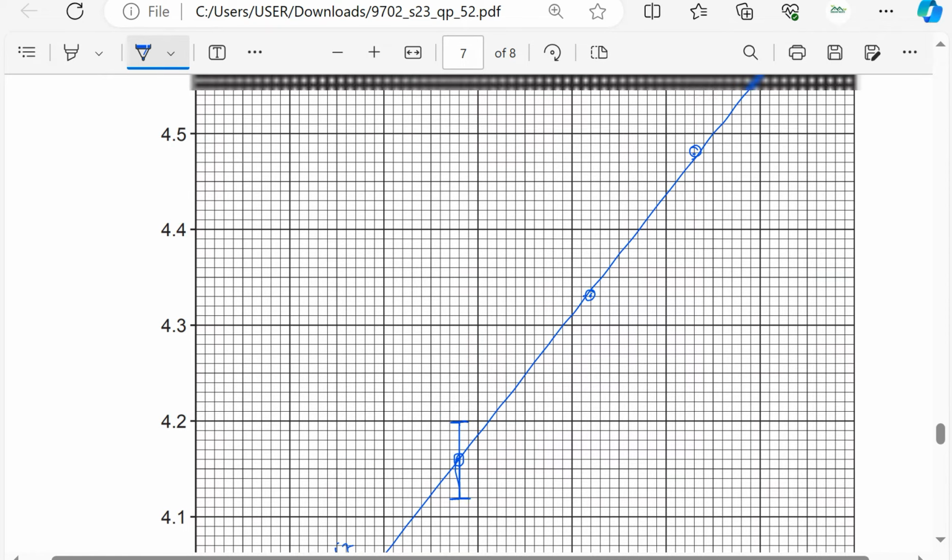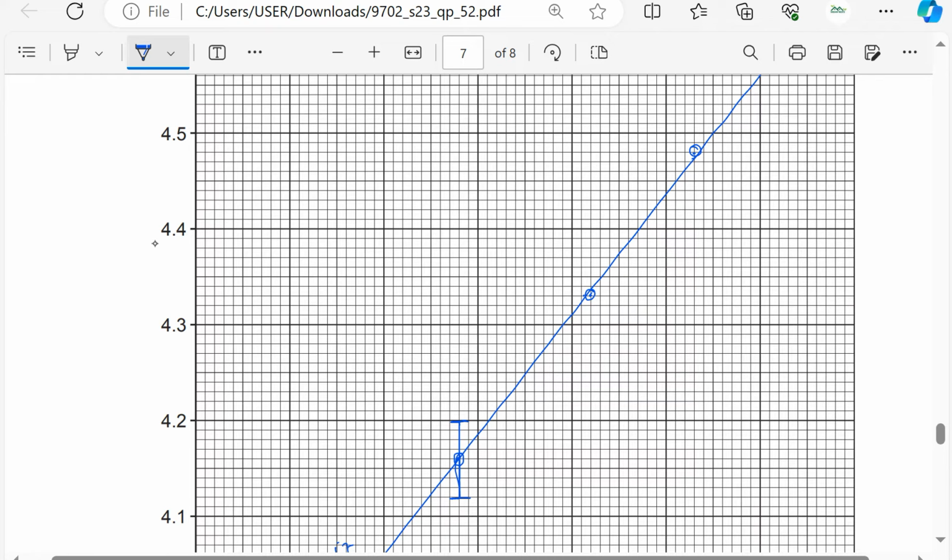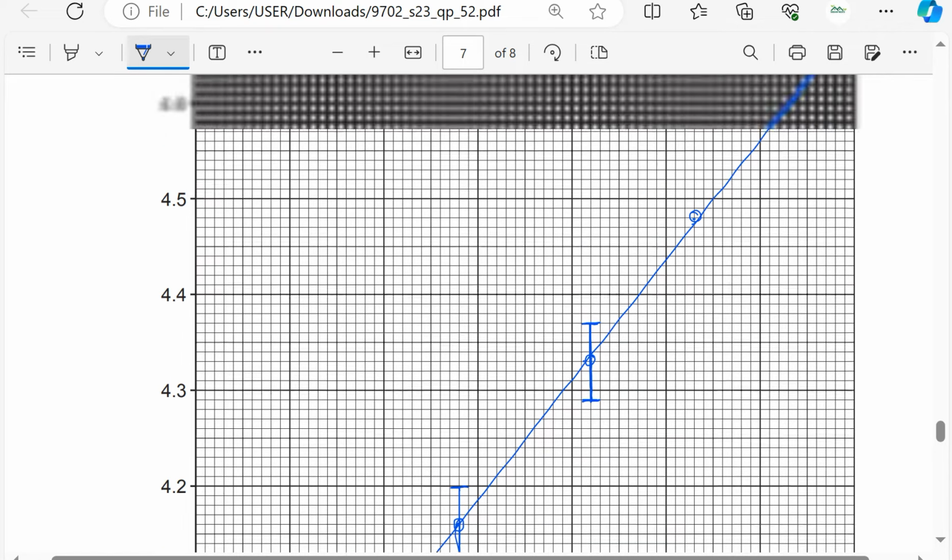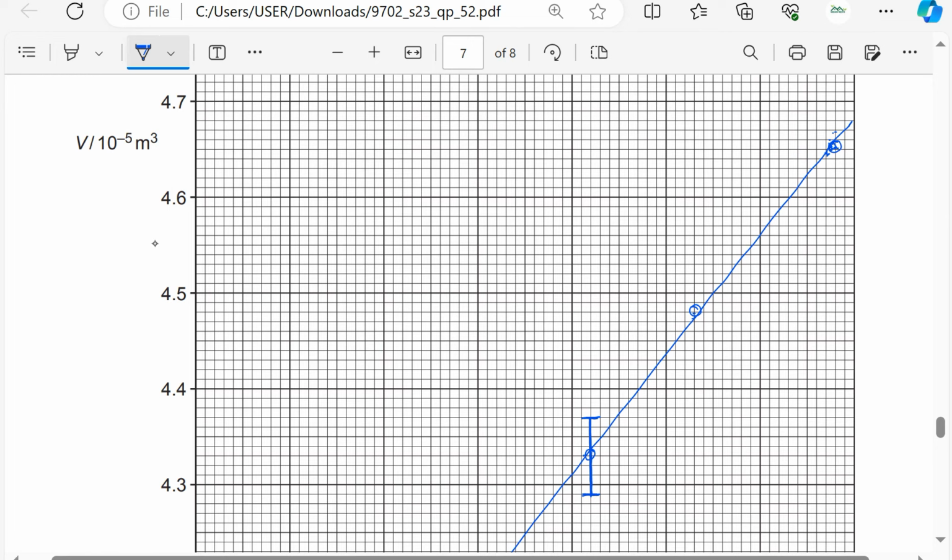Then the fourth one is 0.04. So I'll count 1, 2, 3, 4, then 1, 2, 3, 4 up. So I'll join these error bars. Then the next one is also 0.04. So I'll count 1, 2, 3, 4 and 1, 2, 3, 4. Then I'll draw the vertical error bar through it.